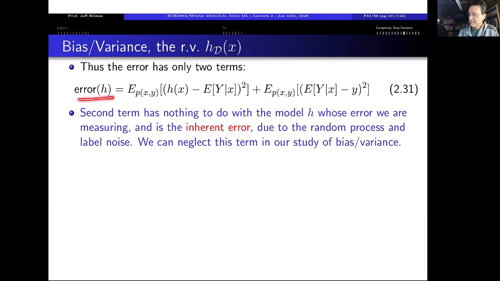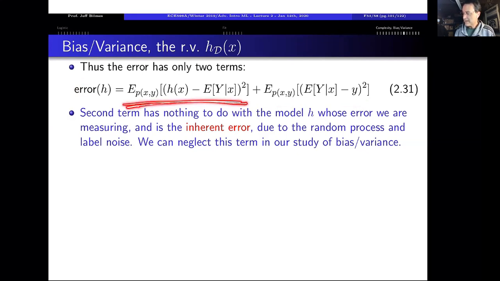So what's nice is we've broken the error into a term that we can control, and a term which is an inherent property of the problem. No model, no H, no matter what family we're choosing from, will ever be able to decrease this, because it's a fundamental property of the problem that we're trying to learn.